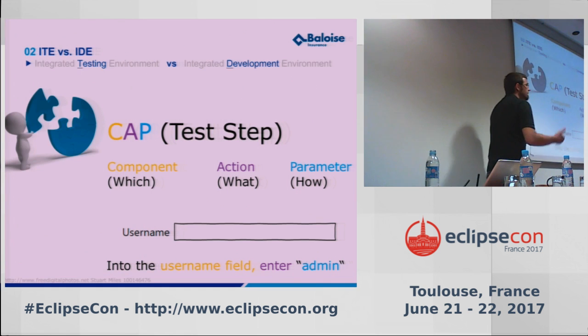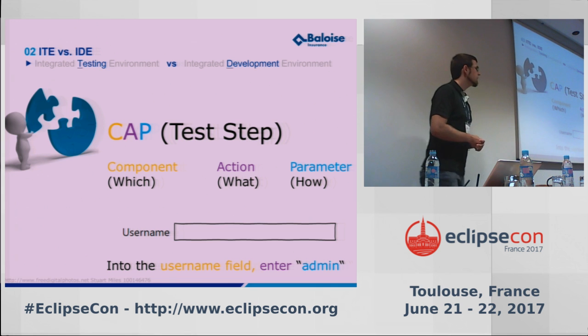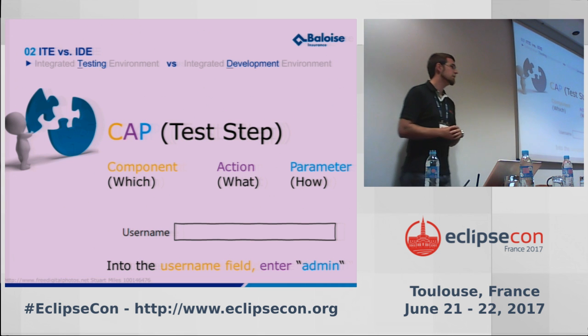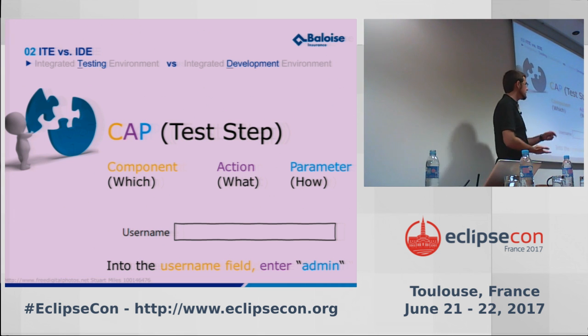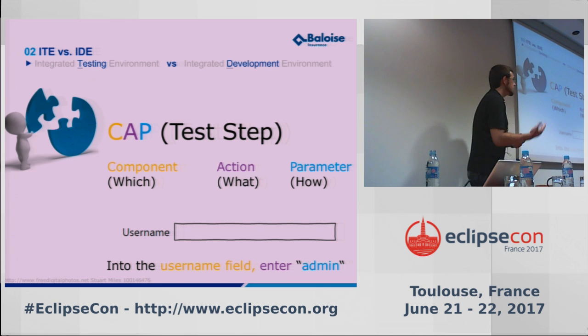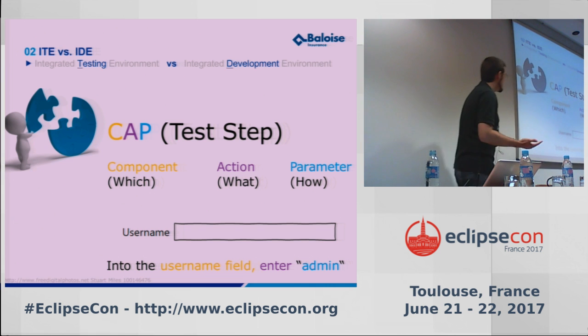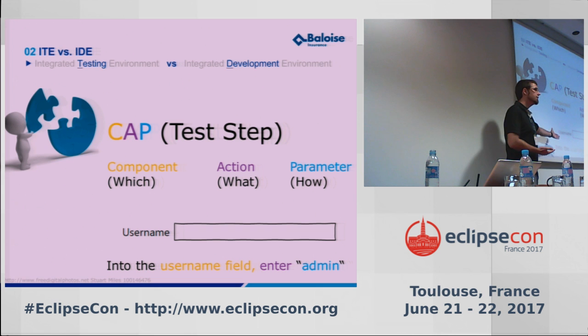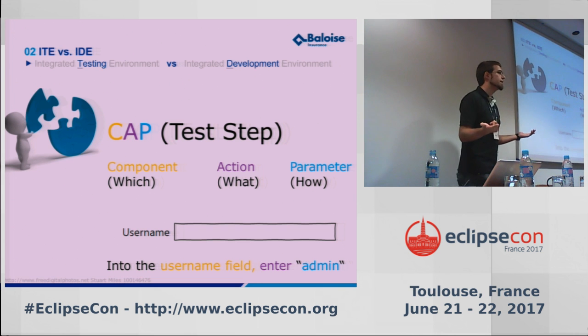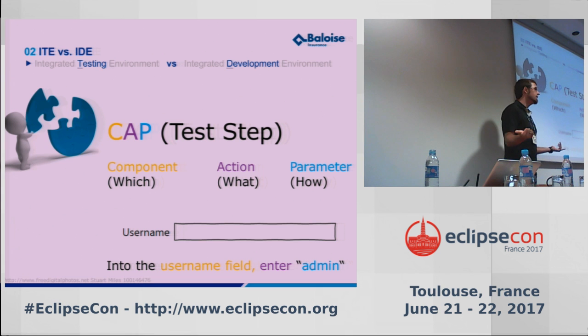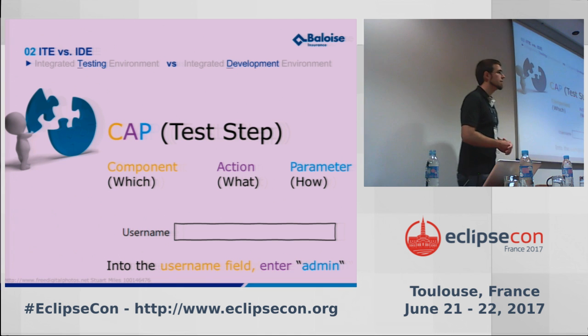Whenever a step gets executed, you use the most atomic thing in Jubula, and that's the link between the IDE and the ITE. You use something we call caps. A cap is the triple of component, action, and parameter. It's the basic information we need to execute a step within an AUT context. So a component could, for example, be a username text field. The action is enter some value, and the parameter is the value that you want to enter. So for example, enter into the username field and enter admin into that field.